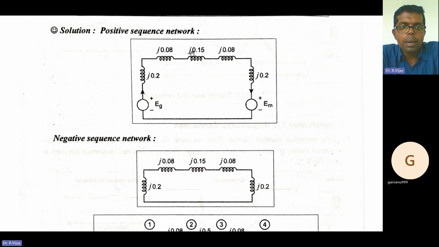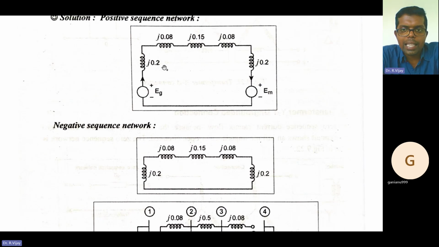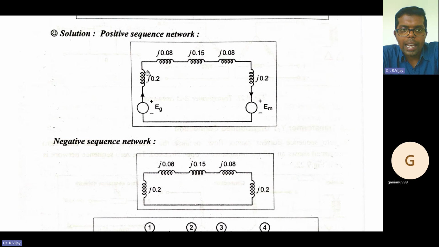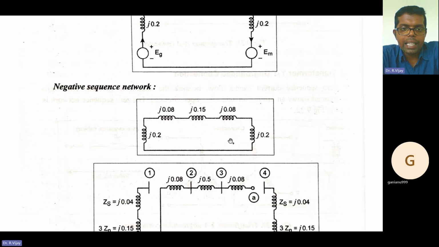So, what are the positive sequence networks? Without this source, you need to draw the negative sequence network. So this is the negative sequence network. It's the same diagram as for the positive sequence network, but here you need to neglect the voltage source for the negative sequence network.